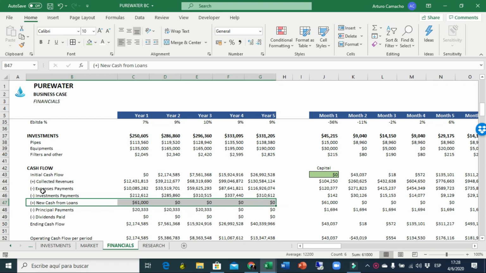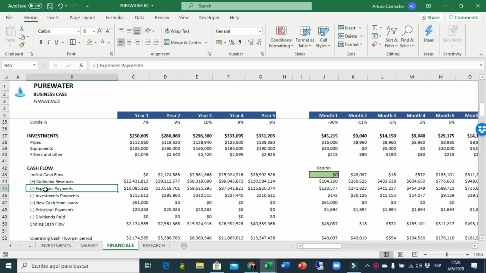rest are mainly payments, the expenses that we pay, and you will see in a minute why it's not the same as expense, because these are payments, which is different from expenses. I'll explain in a minute. The investments that we pay, the principal payments for the loan that I got, and if I pay any dividends to my stockholders.